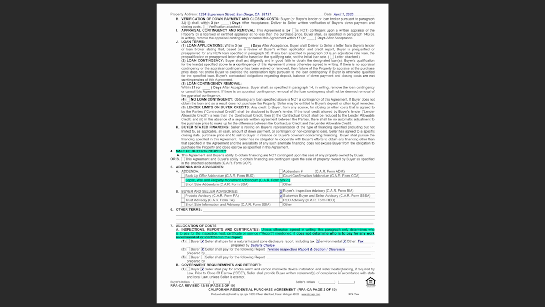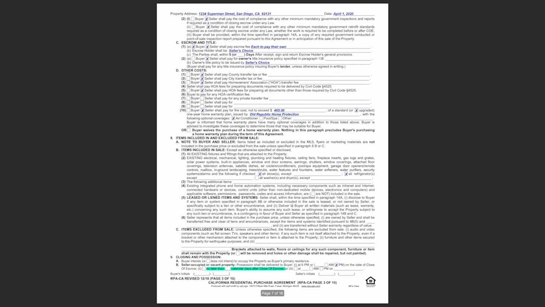Okay, moving on to page 3 of the contract. Page 3 up top, we're still talking about retrofits and any government mandated items that need to be taken care of. So it is common that the seller is going to pay for the cost of compliance with any other mandatory inspections or reports, and it's going to be done prior to the close of escrow. And you're also going to ask for the seller to pay for the cost of compliance with anything else that might happen to pop up, okay? Everything has to be done within the sale of the property prior to close of escrow.